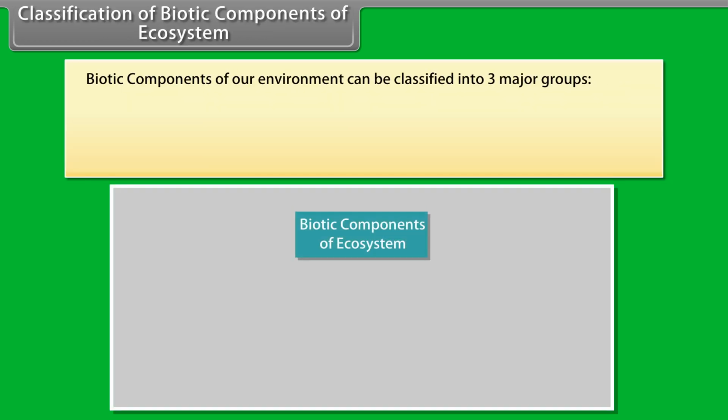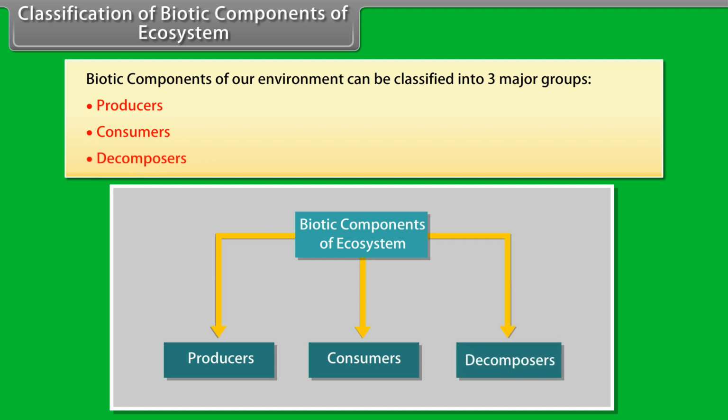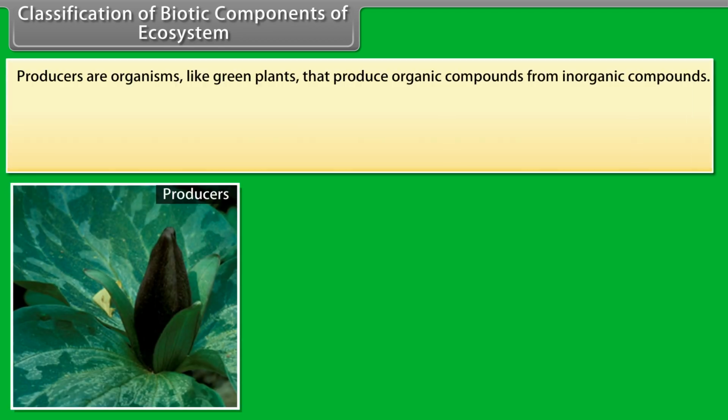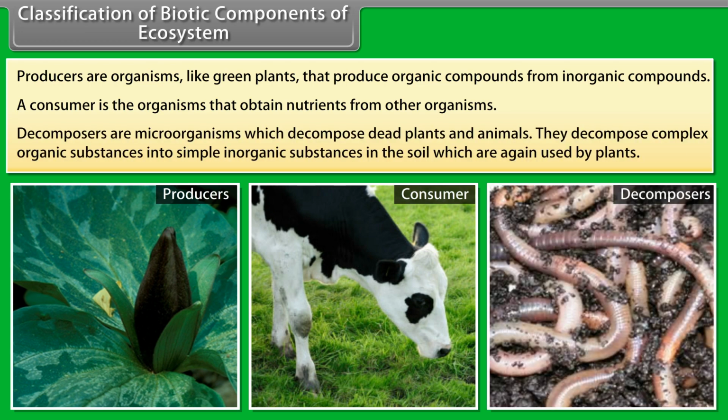Biotic components of our environment can be classified into three major groups. They are producers, consumers, and decomposers. Now we will learn in detail what are producers, consumers, and decomposers. Producers are organisms like green plants that produce organic compounds from inorganic compounds. A consumer is the organism that obtains nutrients from other organisms. And the decomposers are microorganisms which decompose dead plants and animals. They decompose complex organic substances into simple inorganic substances in the soil, which are again used by the plants.